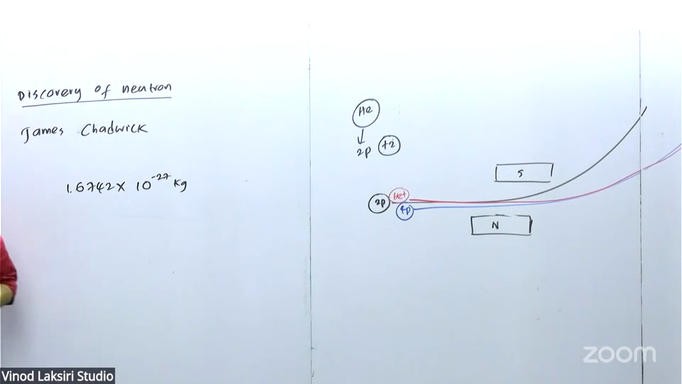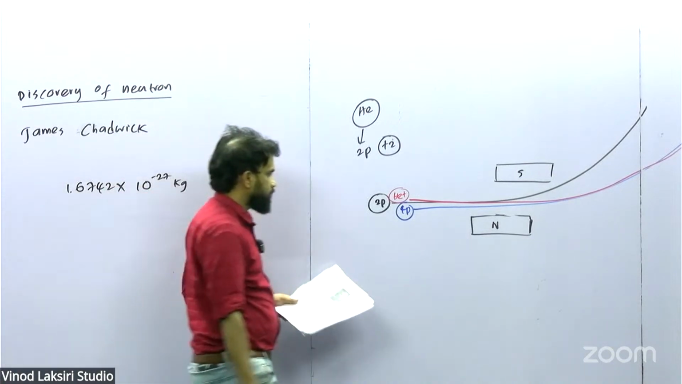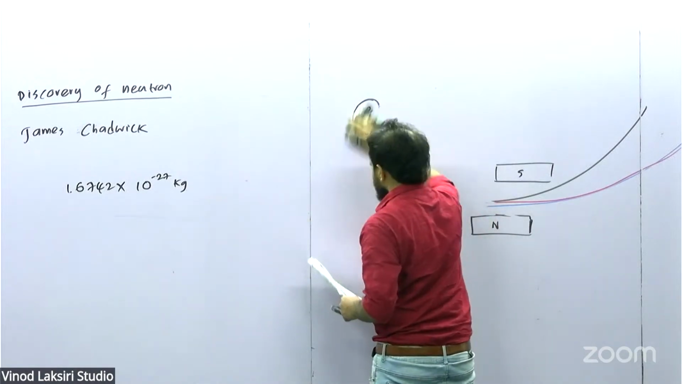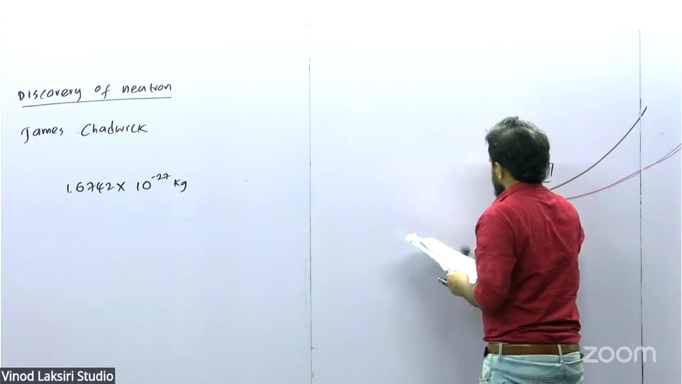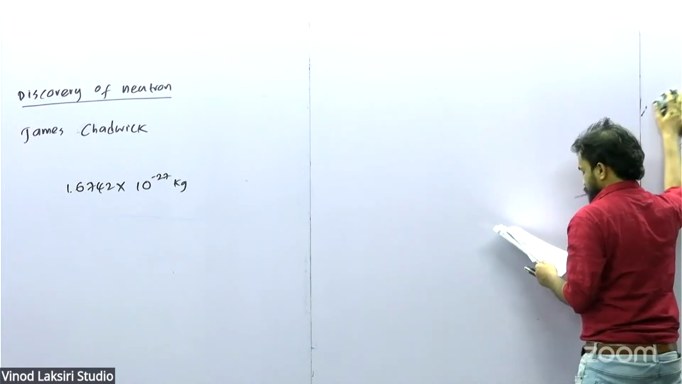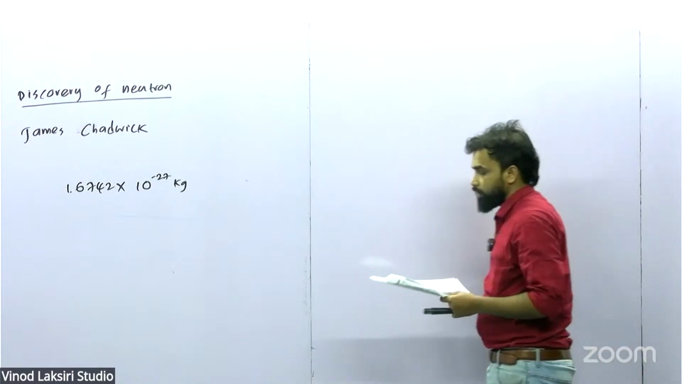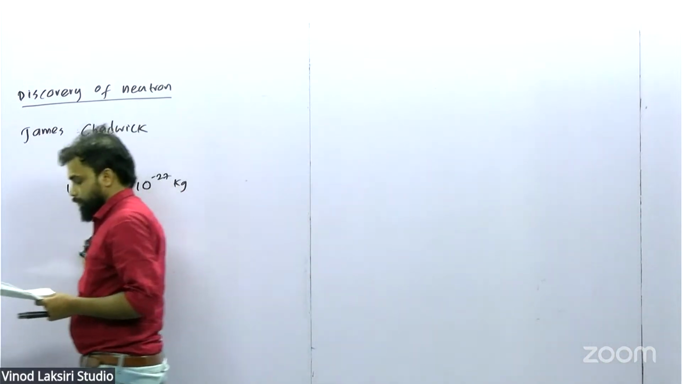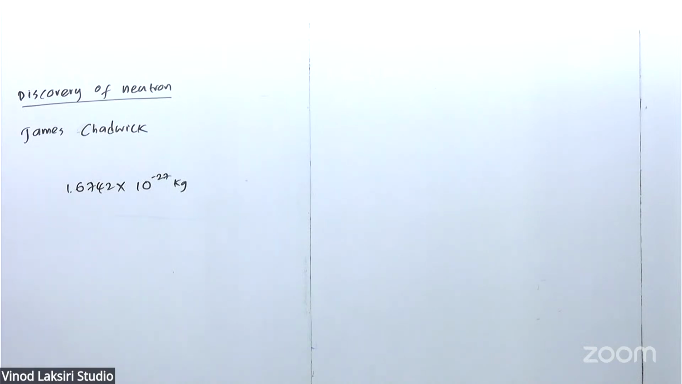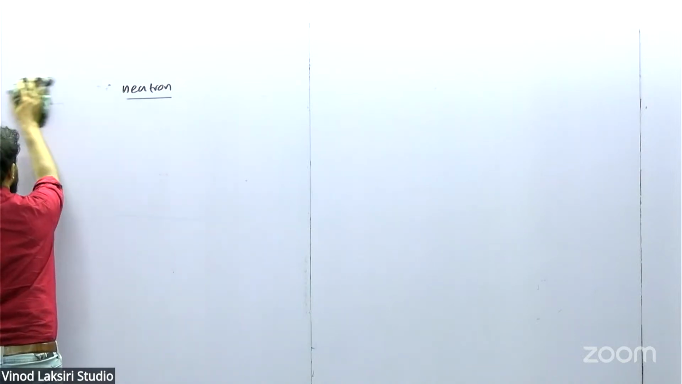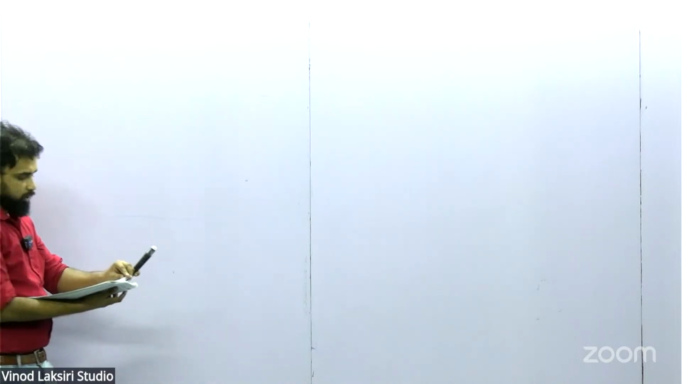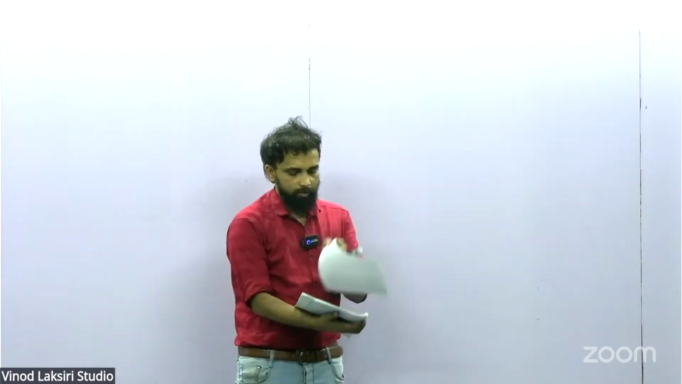The neutron was experimentally discovered by James Chadwick.